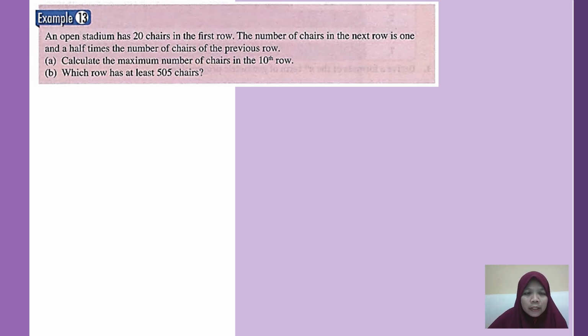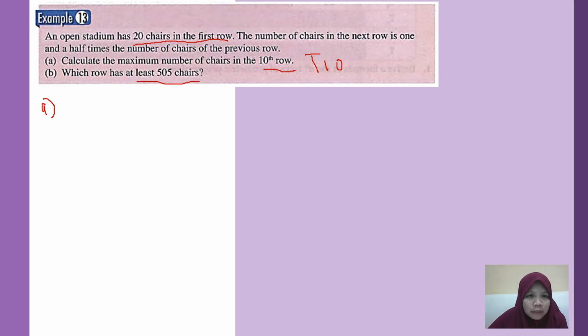An open stadium has 20 chairs in the first row. The number of chairs in the next row is 1.5 times the number of chairs in the previous row. A, calculate the number of chairs in the 10th row. For A, we want to find T10. B, which row has at least 505 chairs? We want to find which row, so that means we want to find n. Now we solve A first.